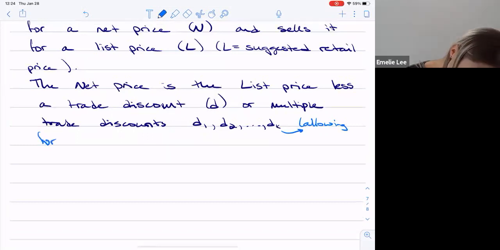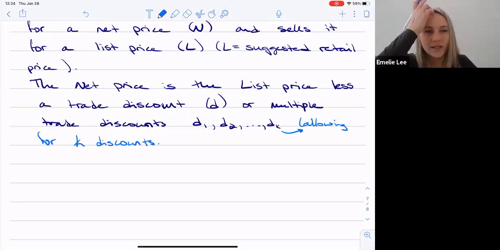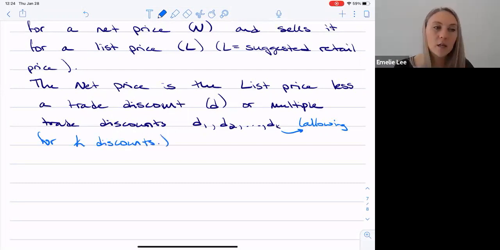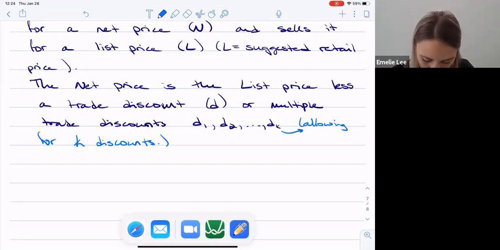Allowing for K discounts. What I want to do is double check. So this is the first time that we're dipping into our formula sheet, and I want to pull up our formula sheet here.